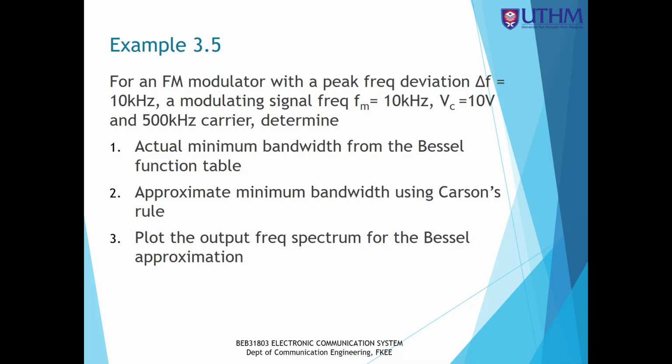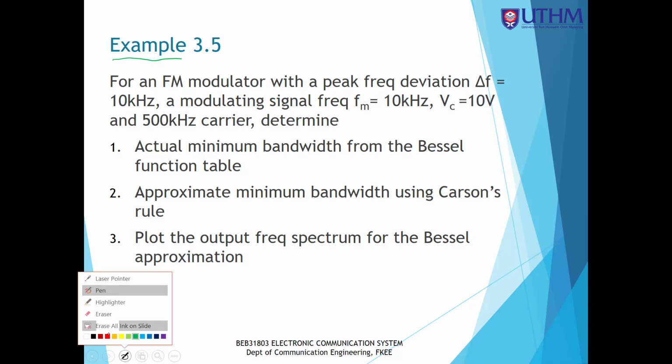Example 3.5. Let's do it. For an FM modulator with a peak frequency deviation of 10 kilohertz, so now you are given delta F of 10 kilohertz, a modulating signal frequency Fm of 10 kilohertz also, carrier peak amplitude is 10 volt, and carrier frequency is 500k.